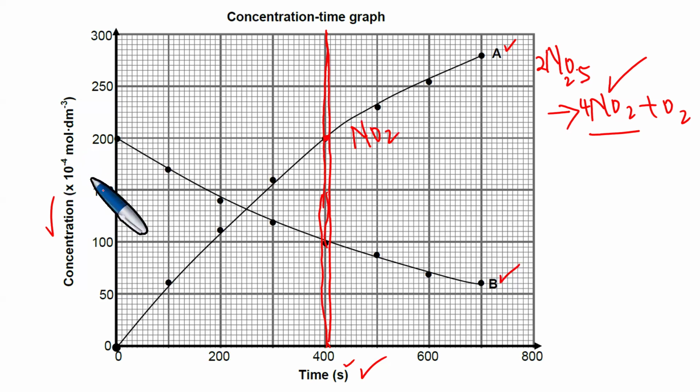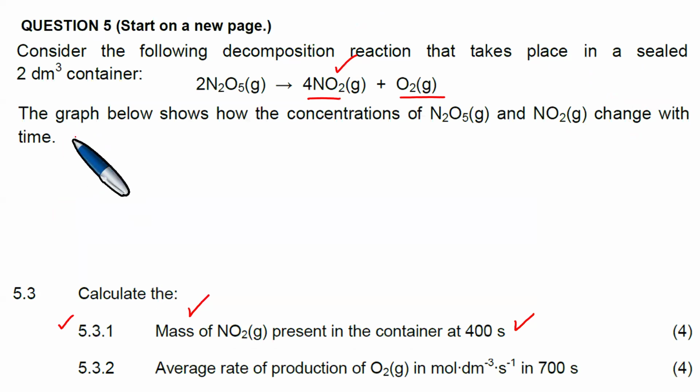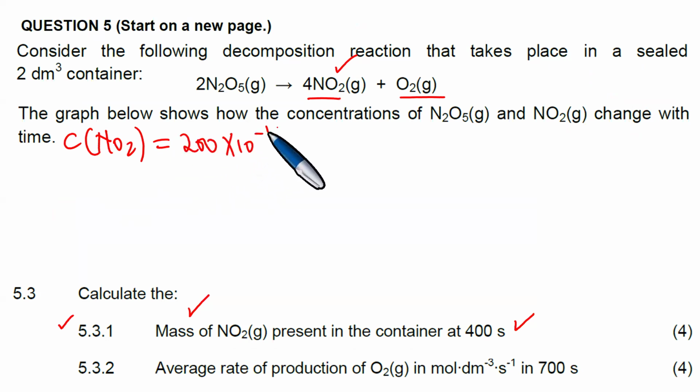But what exactly are we able to extract from the graph? We're able to extract time in seconds, 400 seconds, but also the concentration of NO2, which is exactly 200 times 10 to the minus 4. Concentration, 200 times 10 to the minus 4.